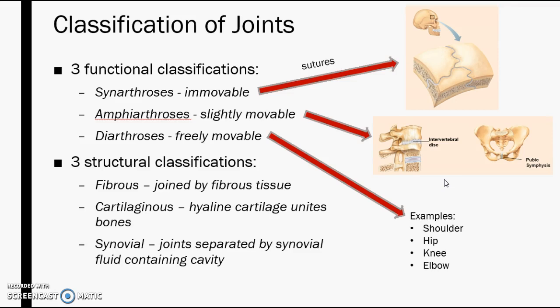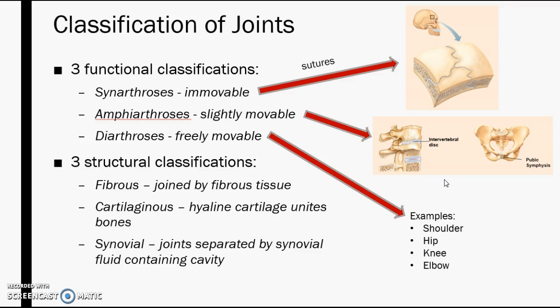Amphiarthroses are slightly movable, like your joints between the bodies of your vertebrae. And then diarthroses are freely movable, like the elbow, shoulder, hip, or knee. And then structurally, what those joints are made of: sutures are joined together by fibrous material or fibrous tissue.